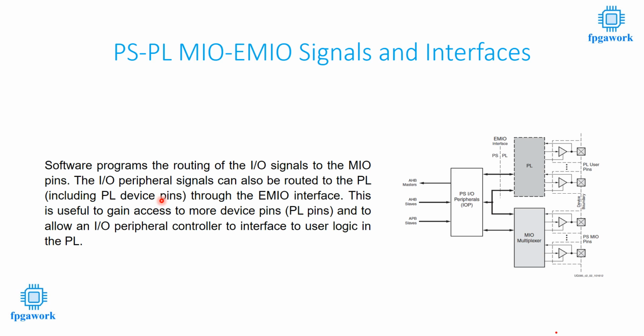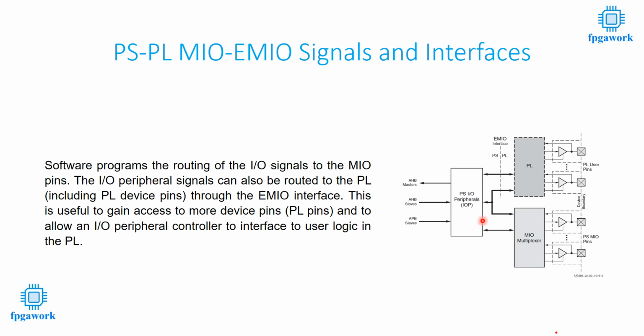Okay, so basically this is a very general diagram of I/O peripherals communication with PL and the external world. This diagram is taken from UG 585. You can download this document from the internet. It is very useful. We will use this document frequently.